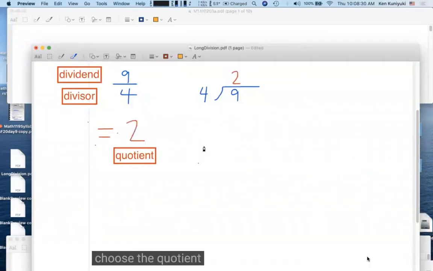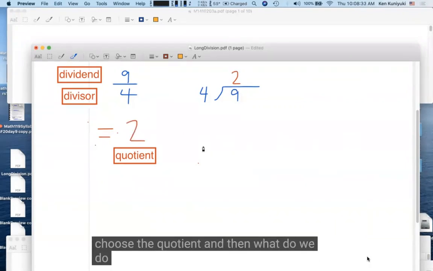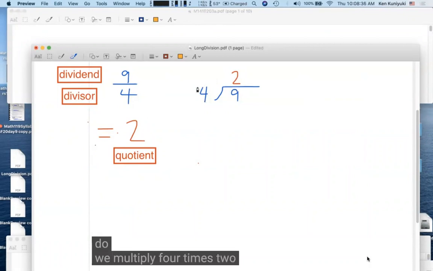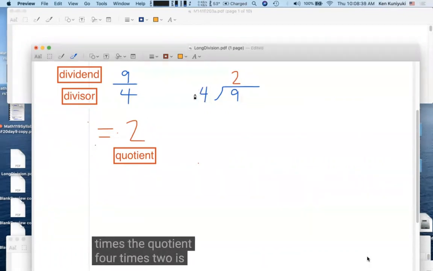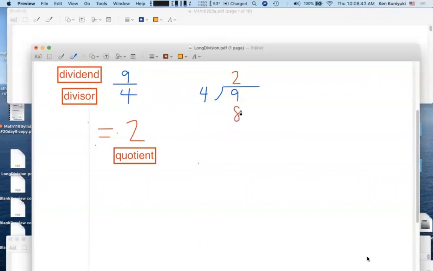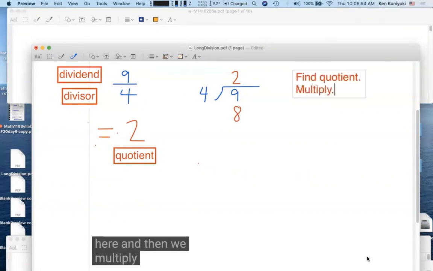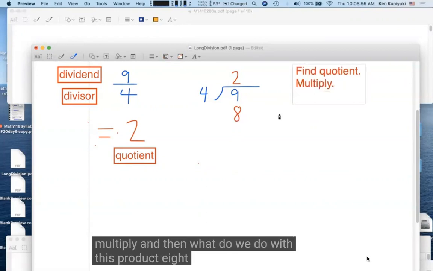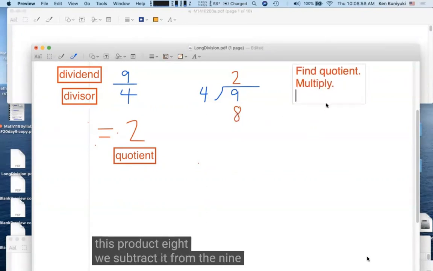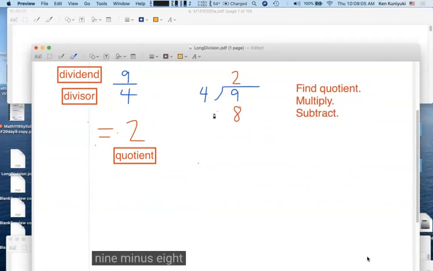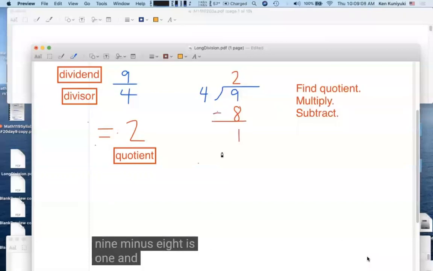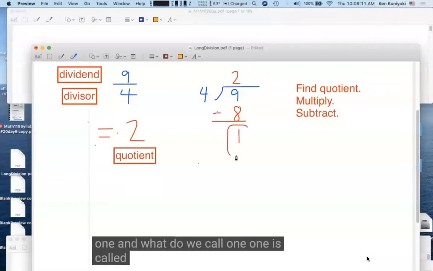We choose the quotient. And then what do we do? We multiply. 4 times 2, the divisor times the quotient. 4 times 2 is 8. First we find the quotient, which was 2 here, and then we multiply. And then what do we do with this product, 8? We subtract it from the 9. 9 minus 8 is 1. And what do we call 1?